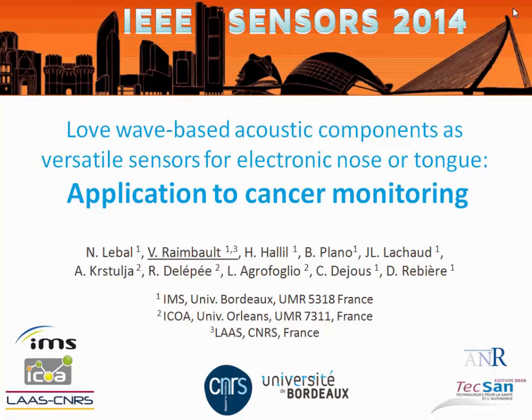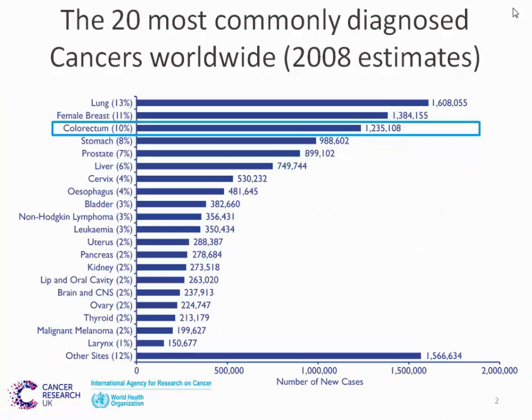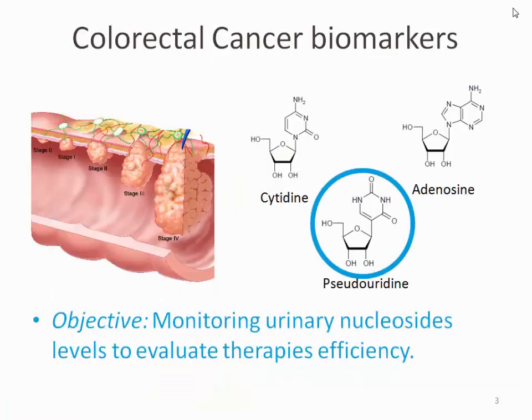So the topic of the talk will focus on a Love-wave acoustic sensor for cancer biomarker monitoring. Let me start with this little graph showing the 20 most commonly diagnosed cancers worldwide. These figures are for 2008 estimates. And I've highlighted here the cancer of interest for this topic, which will be colorectal cancer, and it represents about 10% of the most commonly diagnosed cancer worldwide.